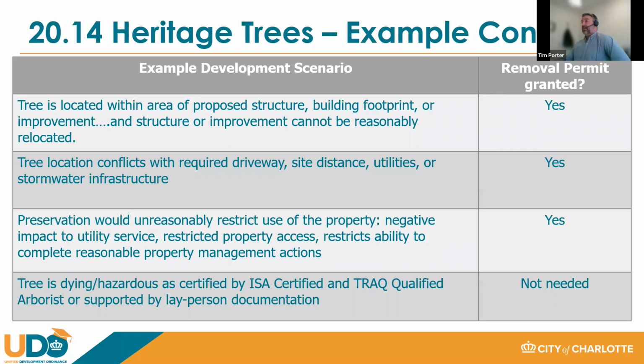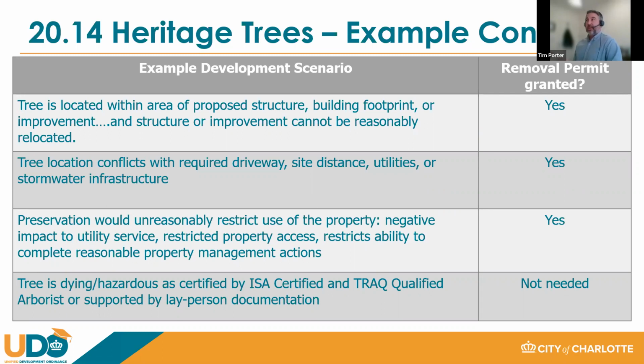More examples. I'll go down this table row by row. The first example: is there an existing heritage tree or trees within the proposed structure, building footprint, or other type of improvement, which could be parking lot, sidewalk, amenity features? Doesn't have to be required. It could be proposed, and there's no reasonable way to relocate that improvement, then again, the removal would be justified and the permit would be granted.